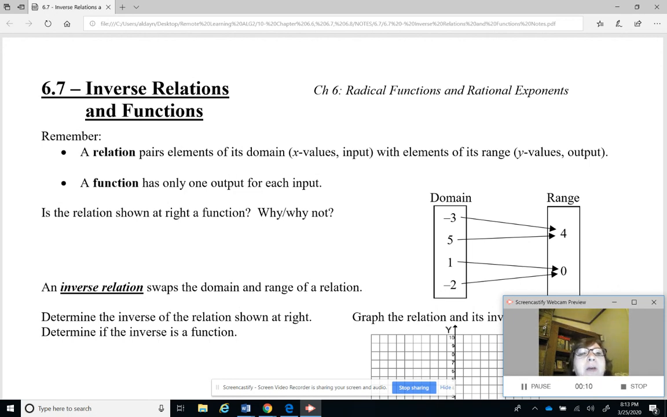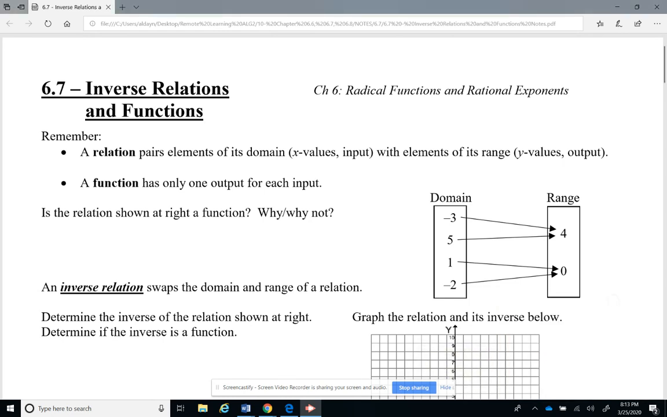So if you would get out these notes that are 6-7 notes, we're going to do half of 6-7 today and then the other half of 6-7 tomorrow. If you're not using the notes, you need to be doing this in your spiral composition notebook. All right, so we're doing inverse relations and functions.